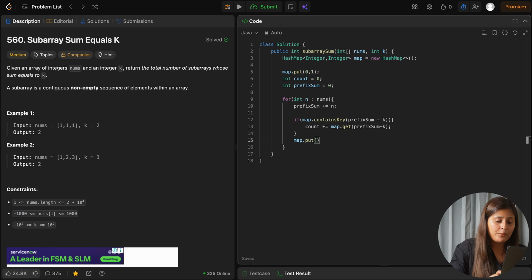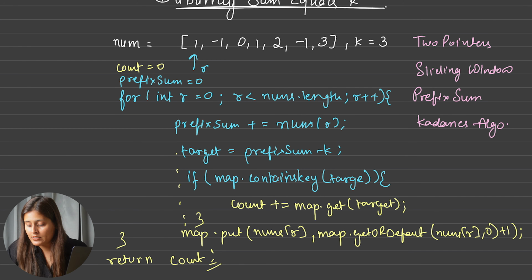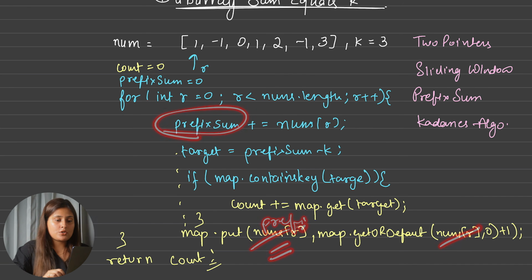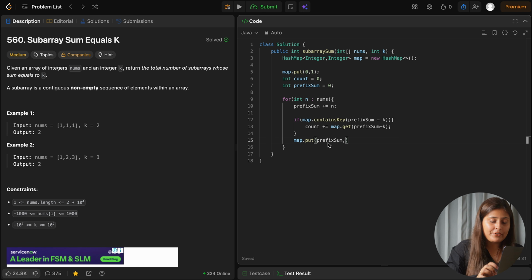After coming out, our task is to put every such number, like prefix sum. So map dot put, we will put prefix sum. We need to correct here on the screen, we have written nums of r and nums of r here. I meant prefix sum here. Okay, prefix sum, like this is a unique number that we want to put in the map. So small correction.